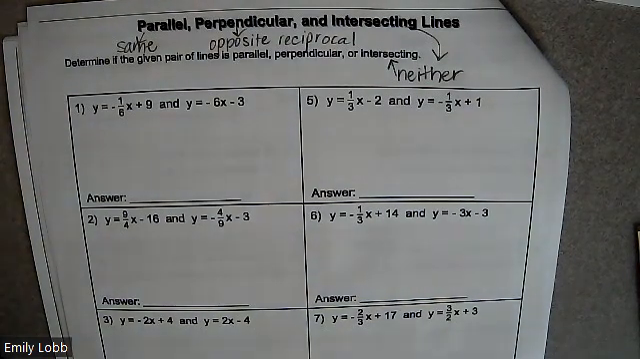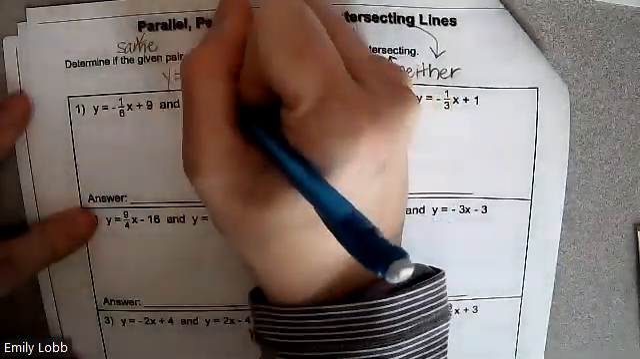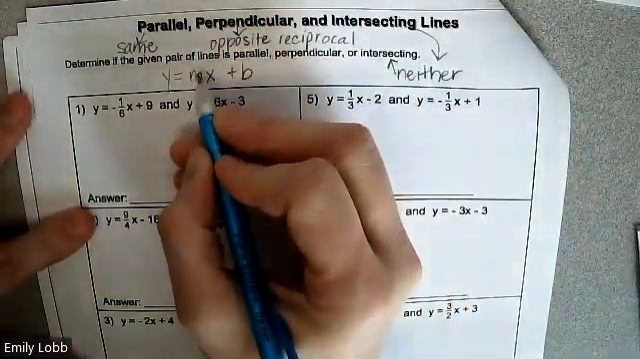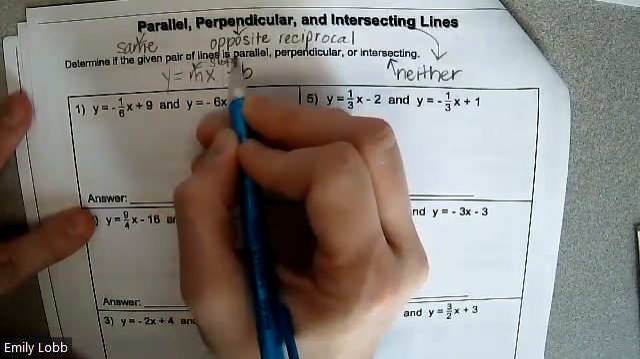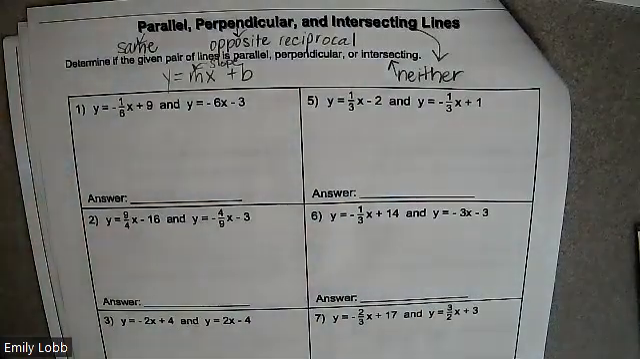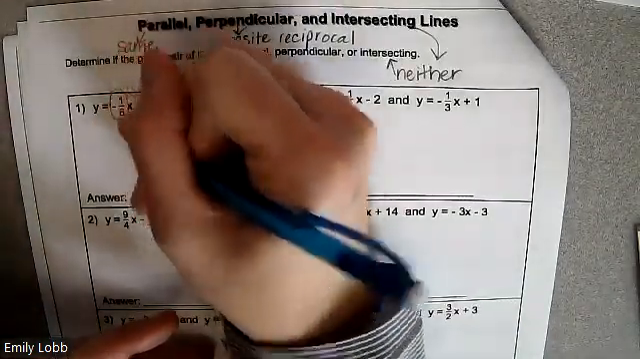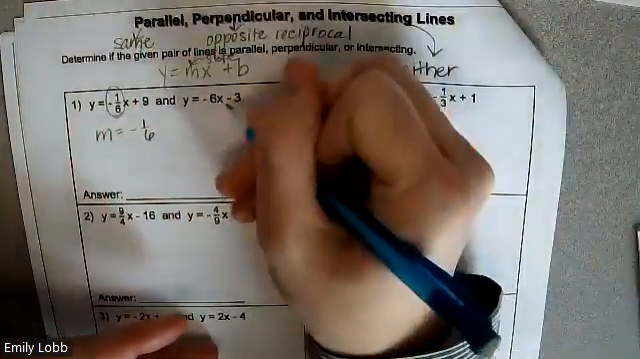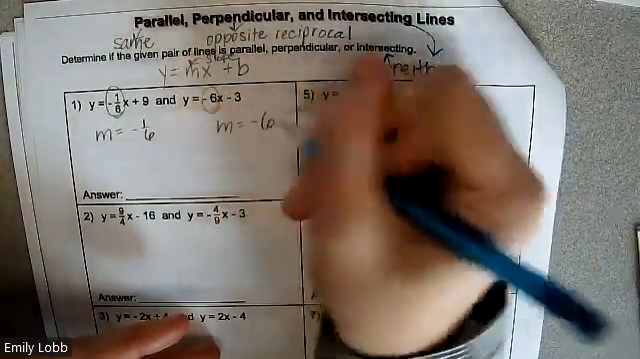We also need to recall our slope-intercept form, right? Y equals mx plus b. This is your slope, right? M is your slope. So I would expect you to do a little bit of work, show a little bit of work. So I'm going to circle my M and say of this line, my M is negative 1/6. Of this line, my slope is negative 6.